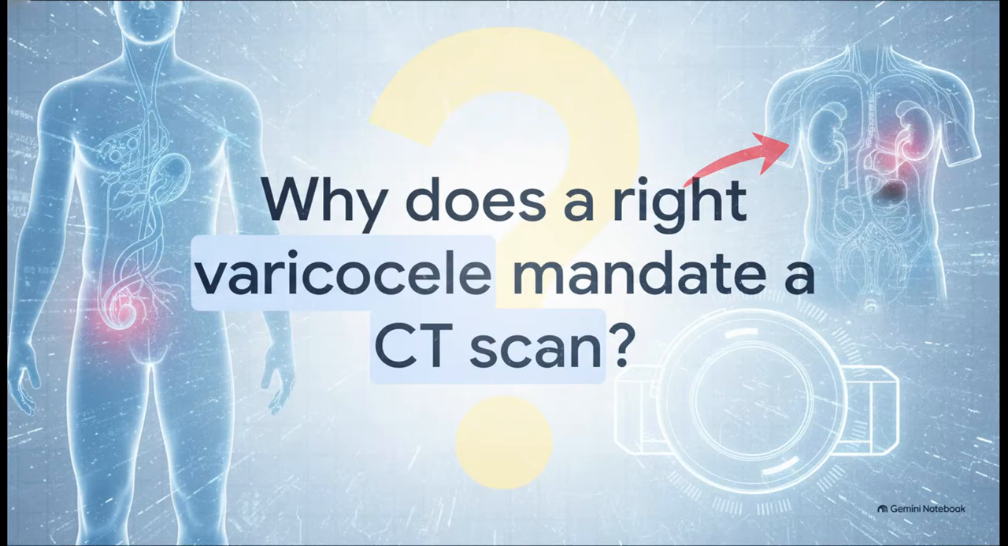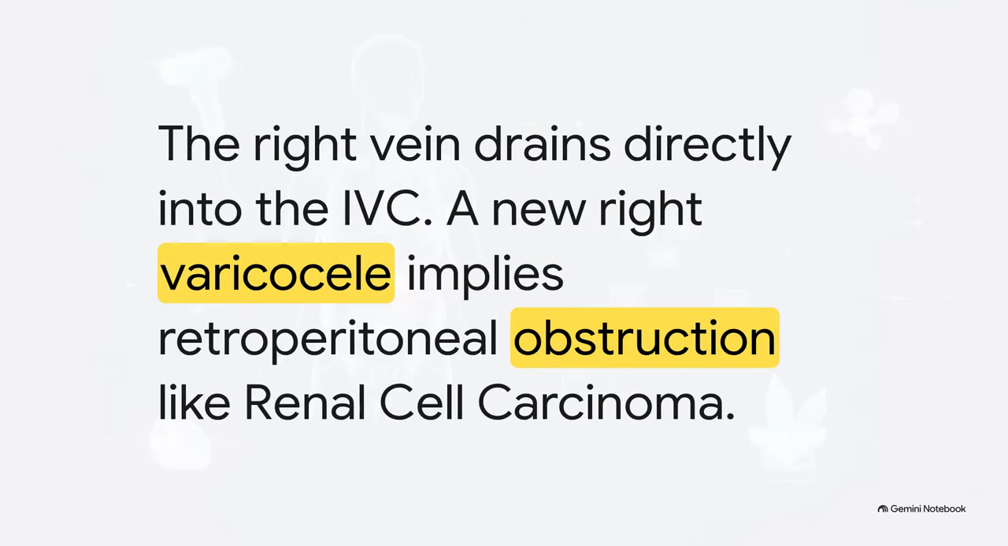Okay, quick detour, and this is a really high-stakes one for you on the ward. We know most varicoceles are on the left side, just because of normal human anatomy. But what if a patient presents with a brand new, non-reducible varicocele specifically on the right side? Why does that one specific clinical finding trigger an automatic, mandatory CT scan of the abdomen? Well, it all comes back to the plumbing.